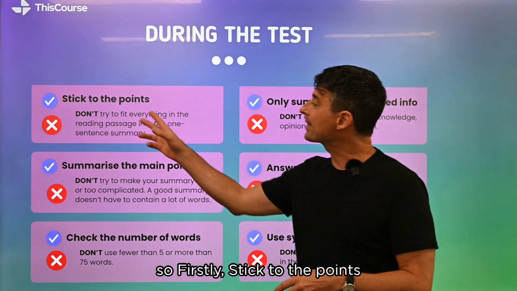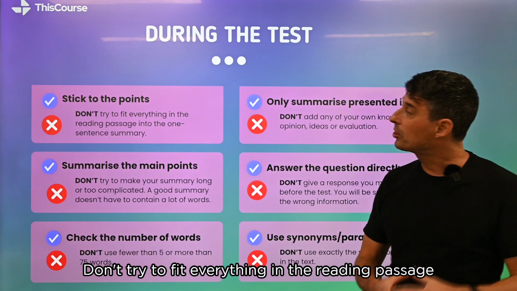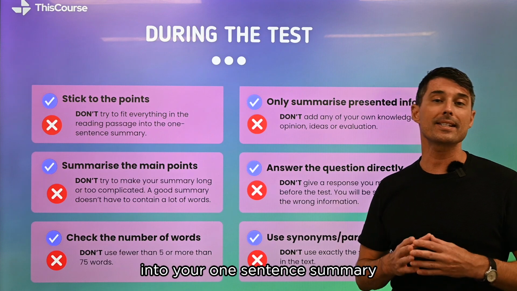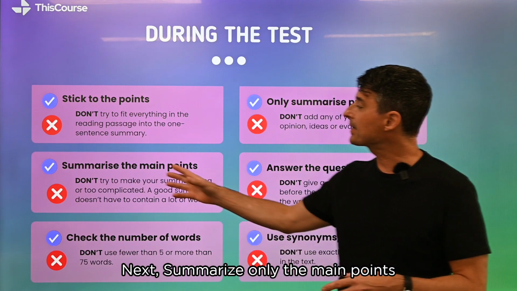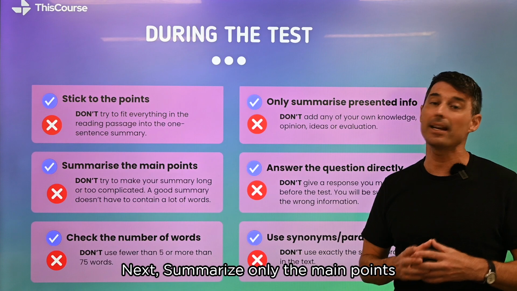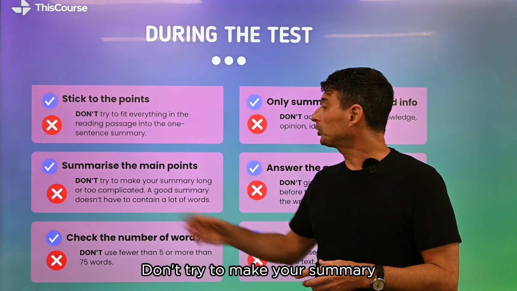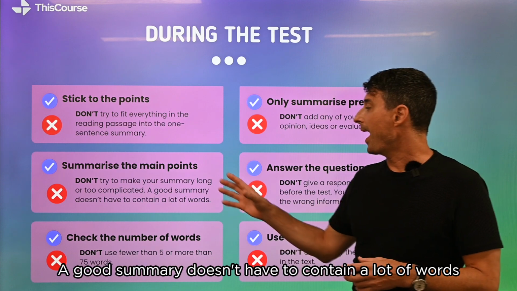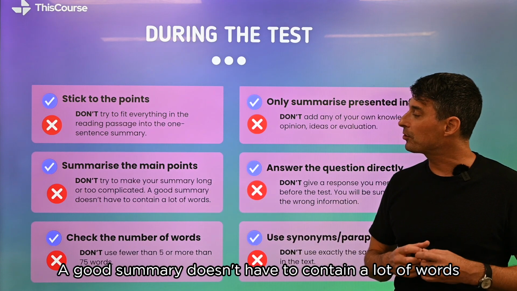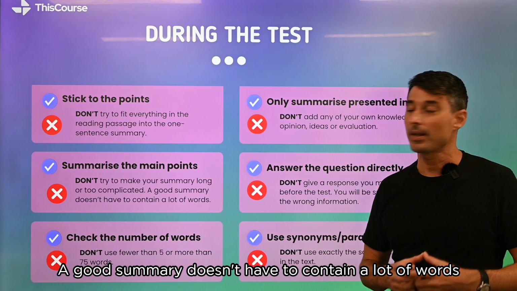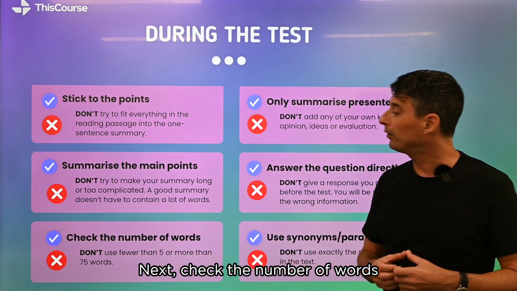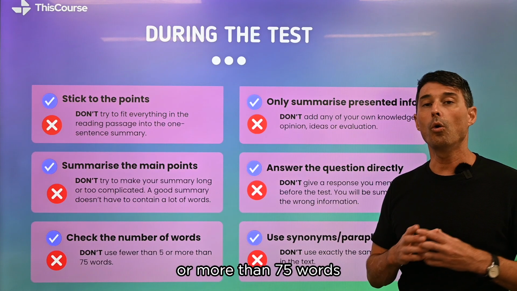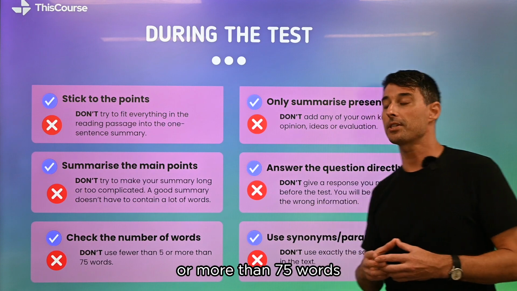So firstly, stick to the points. Don't try to fit everything in the reading passage into your 1-sentence summary. Next, summarize only the main points. Don't try to make your summary long or too complicated. A good summary doesn't have to contain a lot of words. Next, check the number of words. Make sure you don't write fewer than 5 words or more than 75 words.